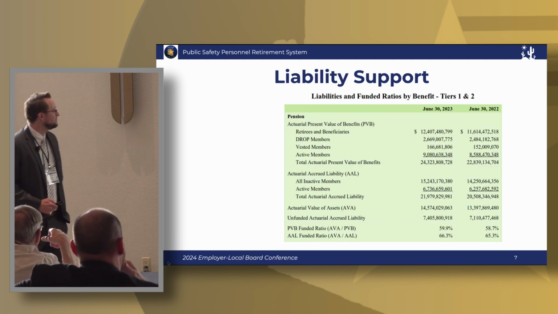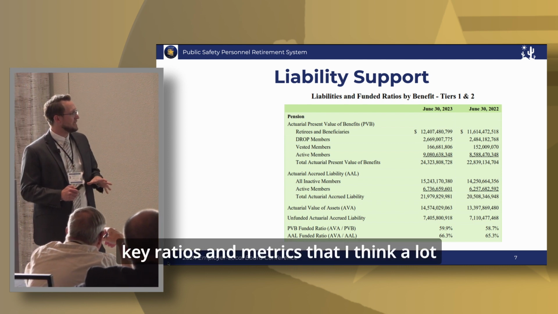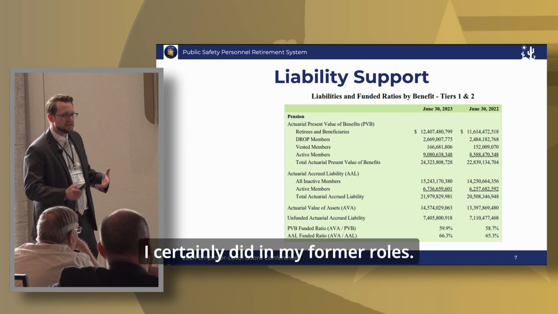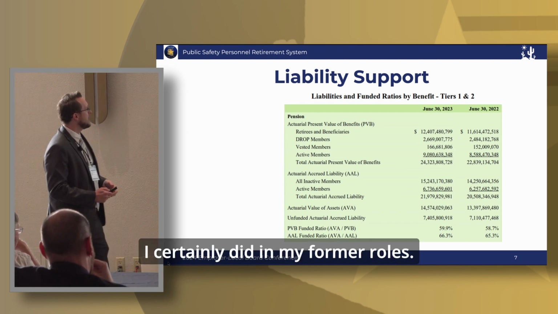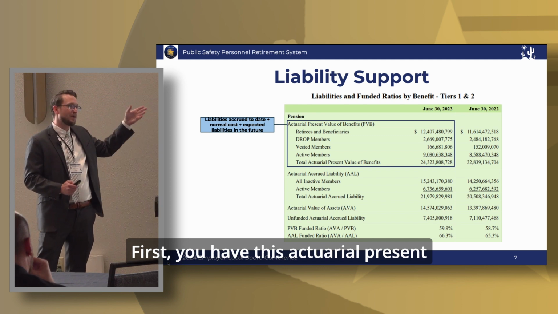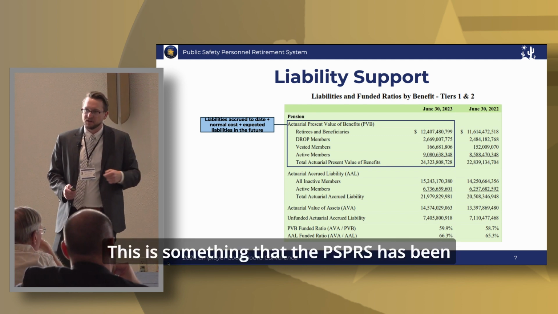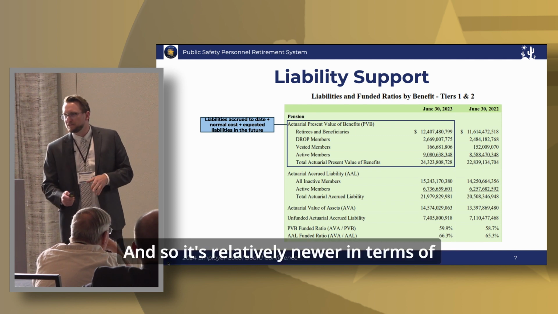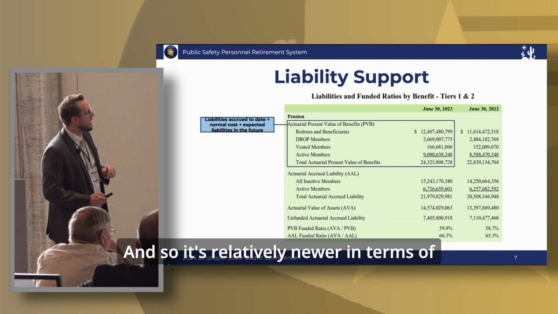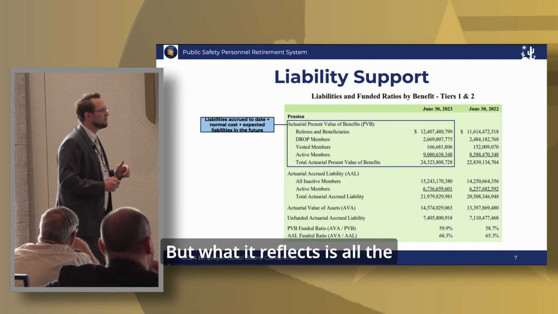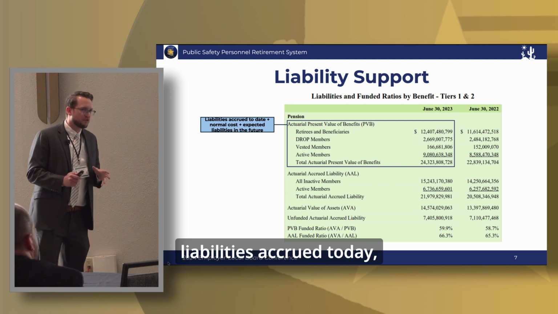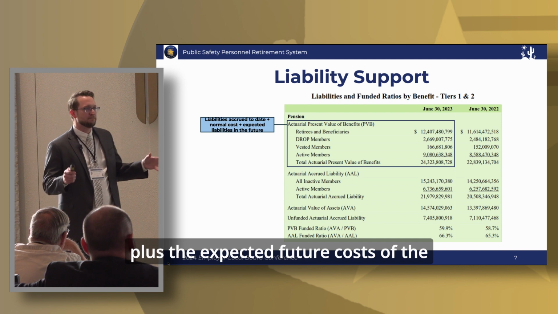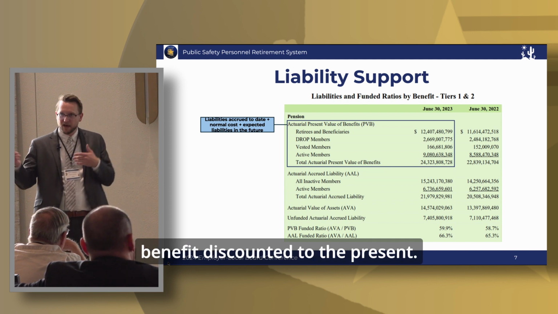Liability support. This is where you're going to find some key ratios and metrics that I think a lot of people will talk about with respect to pensions, and certainly did in my former roles. First, you have this actuarial present value of benefits. This is something that PSPRS has been including the last 4 or 5 years, so it's relatively newer in terms of being included in the reports. But what it reflects is all the liabilities accrued today, plus the normal costs for next year, plus the expected future costs of the benefit, discounted to the present.